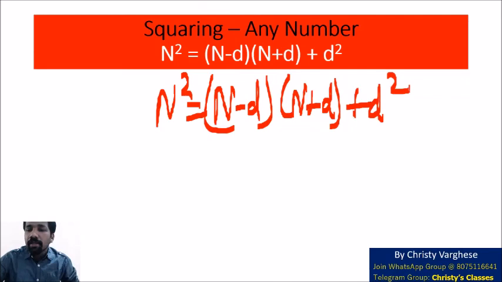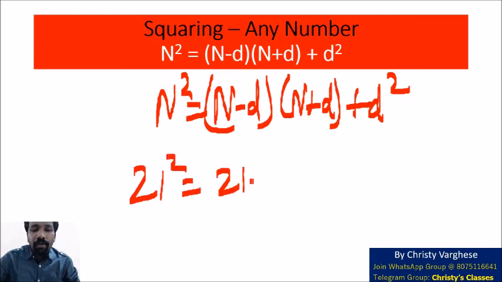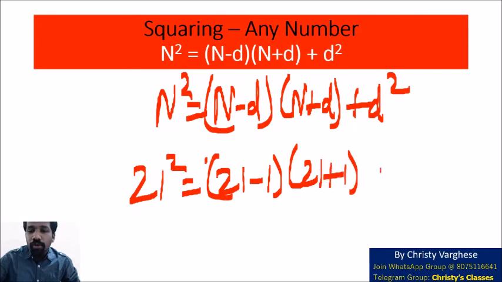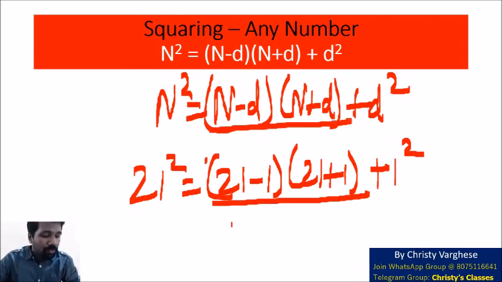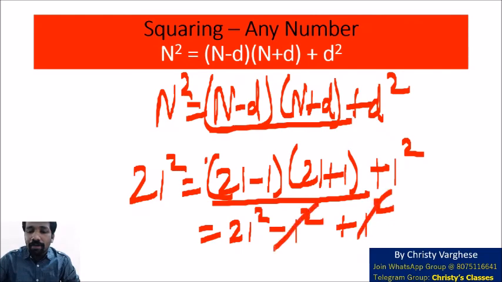(n minus d) into (n plus d) means, for example, if it was 21 square, what did we do? 21 minus 1, 20, you made it 20, into 21 plus 1, plus 1 square you did. Now, if you open up the bracket, (n minus d) into (n plus d) is a minus b into a plus b, that is a square minus b square. In the same way, this is 21 square minus 1 square. To cancel that minus 1 square, you are adding a 1 square here.